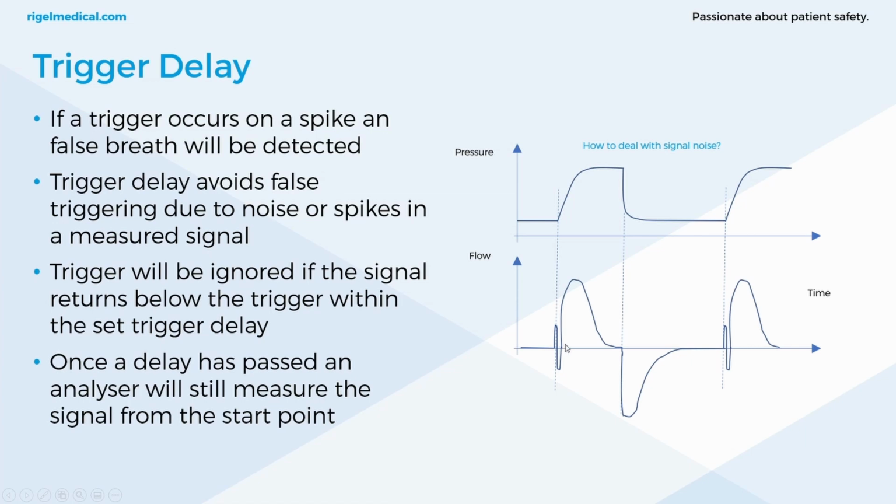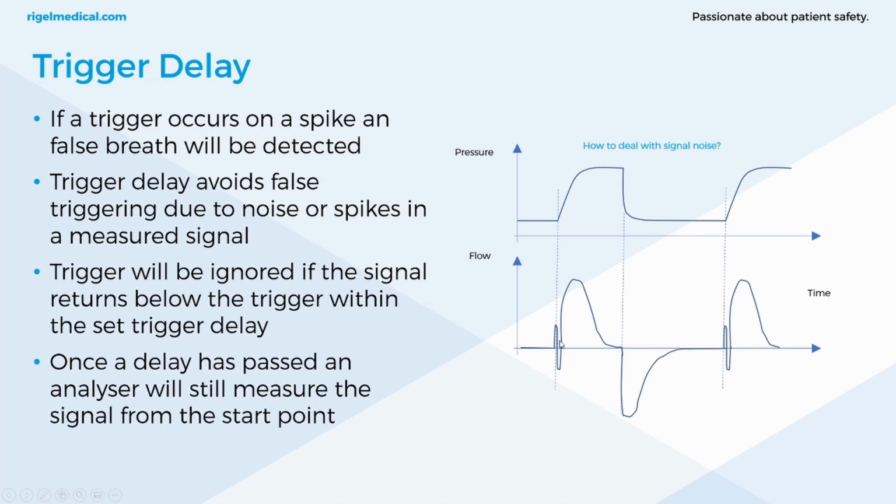What we've got is a trigger delay, and this avoids false triggering due to noise or spikes in a measured signal. The trigger will be ignored if the signal returns below the trigger within the set delay. Once a delay has passed, an analyzer will still measure the signal from the start point. There's a set time value which needs to be exceeded to count as an actual breath.